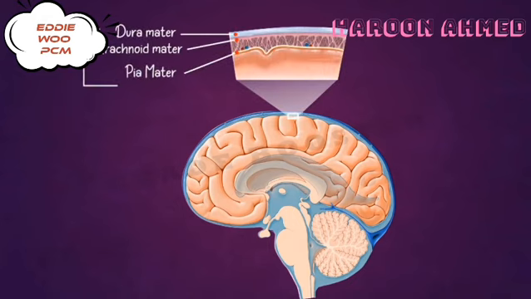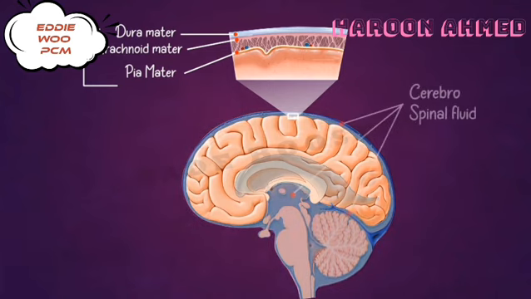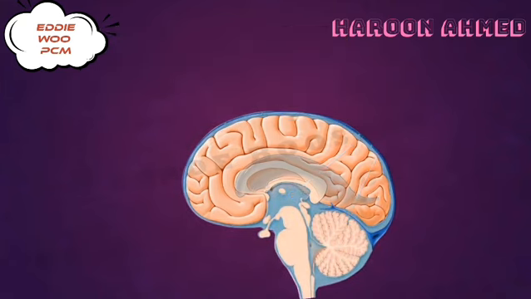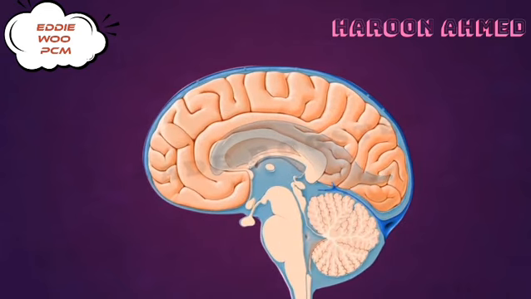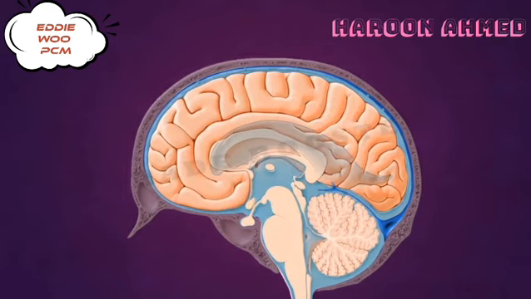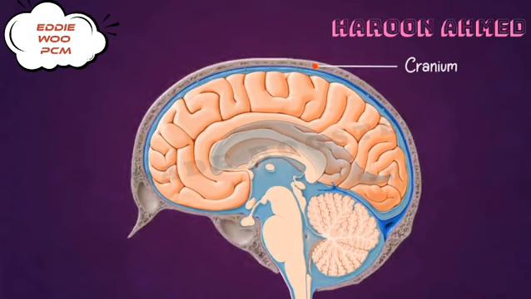These layers are called meninges, and the fluid present in between these layers is called cerebrospinal fluid. These layers and the fluid protect the brain from shocks and injuries. Brain, along with the meninges, is protected by an outer bony case called cranium. Cranium is a hard structure that is made up of bone.